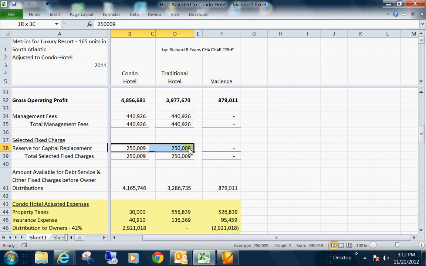We then have reserves that are collected for capital improvement inside the units. You can see that normally they run from 3 to 4%, and in this case I used 4%, and they're $250,009. Again, no difference.